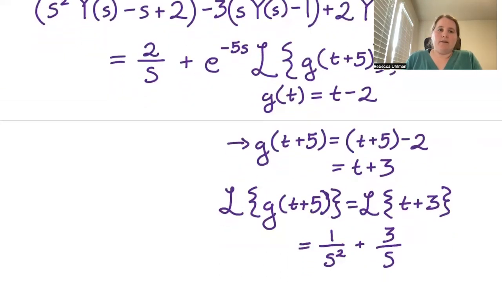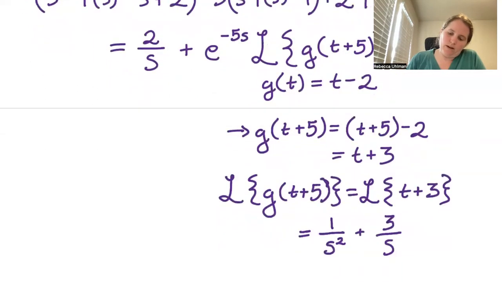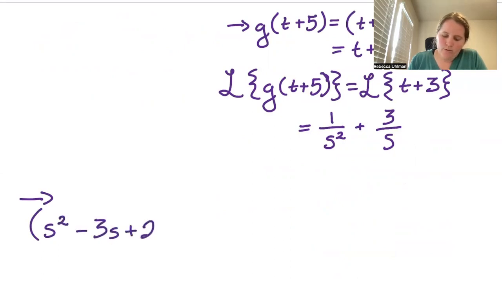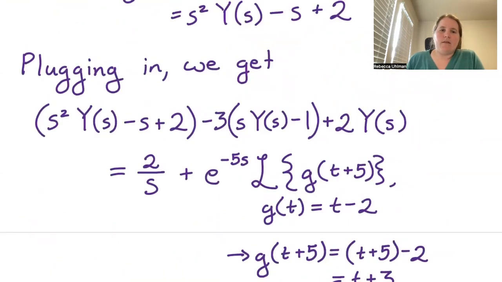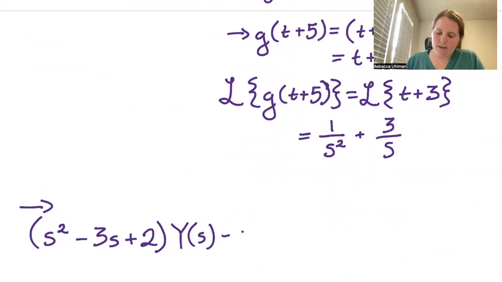So rewriting that entire equation we had before, I'm going to go ahead and combine my terms. We have s squared minus 3s plus 2, all of that multiplying our capital Y of s. Then we have a minus s plus 2 and a plus 3. So we have a minus s plus 5.